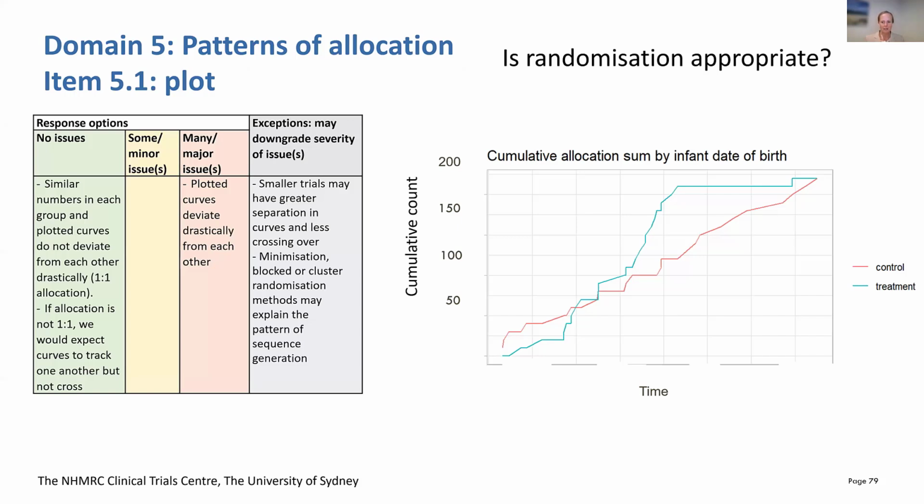Something we do need to consider as well is, was block randomization used, for instance, and make sure that it is 1-to-1 allocation. So yeah, looking at those sorts of things also important. And the size of the trial too.